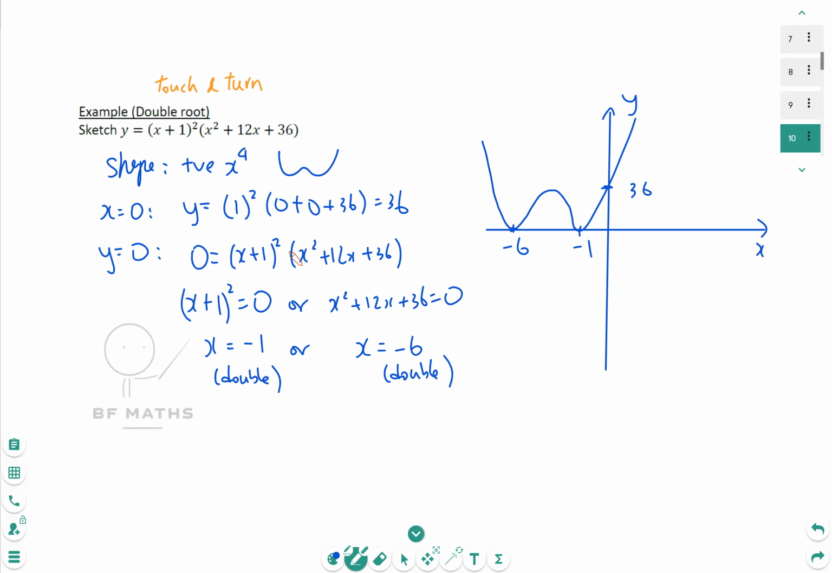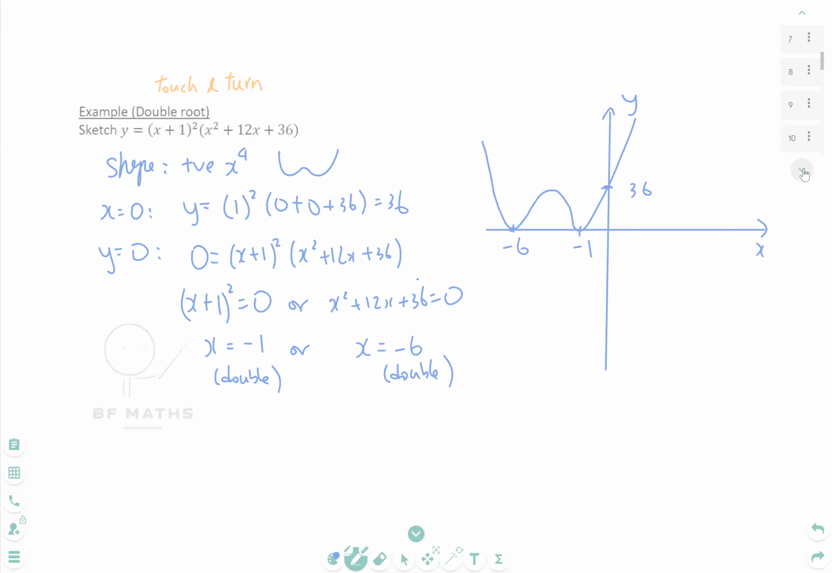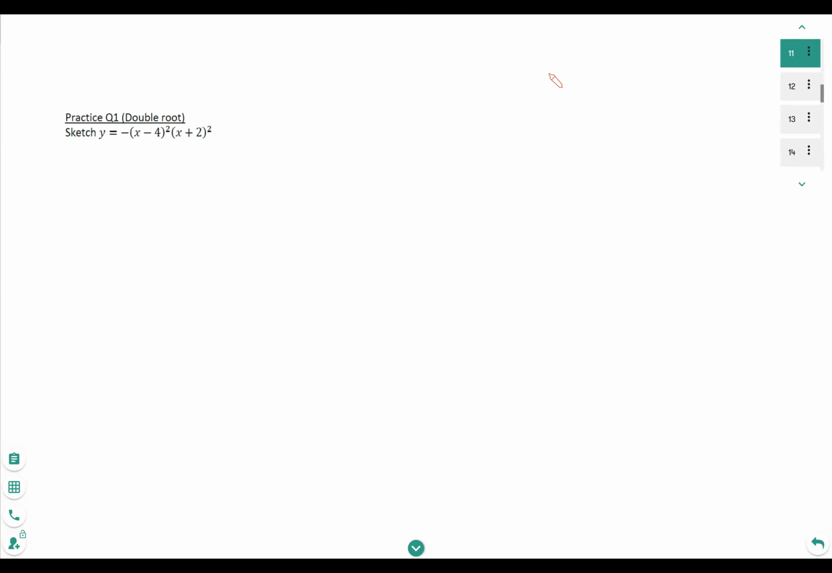Right? Touch and turn. So your turn. Okay. I think it was meant to be question 2 because of the previous practice question. Anyway, practice question 1. Pause the video, have a go at the question. When you're ready for the answer, you can press play.